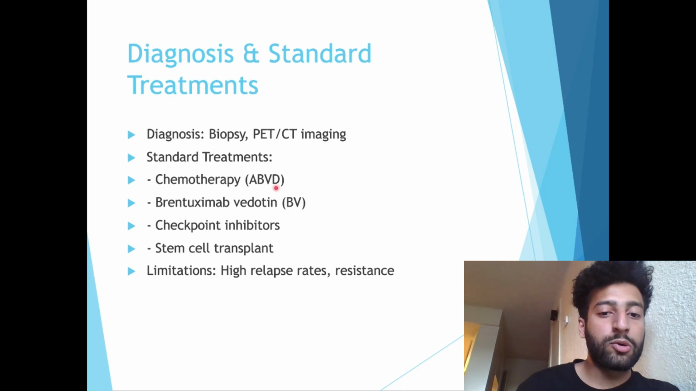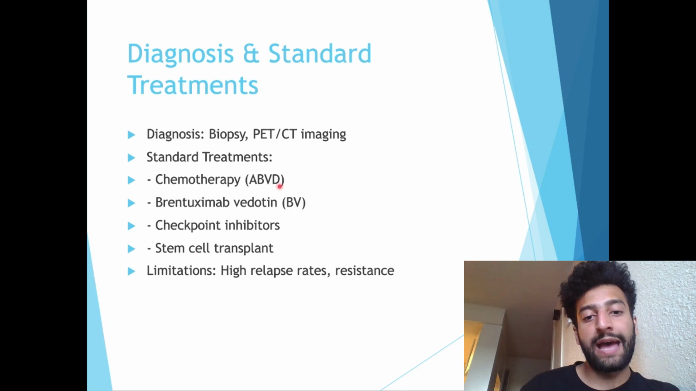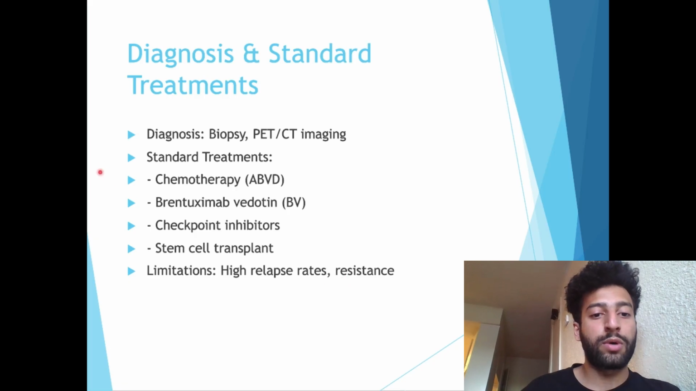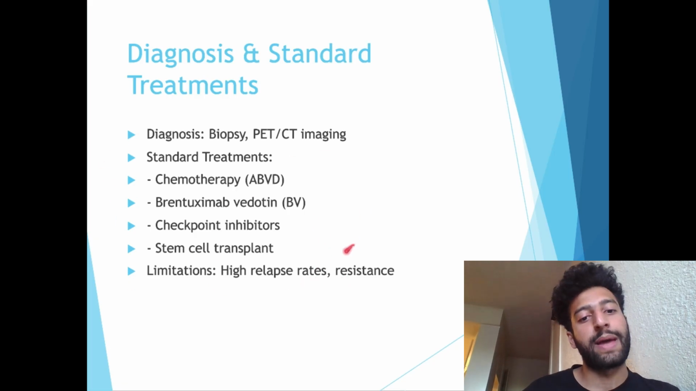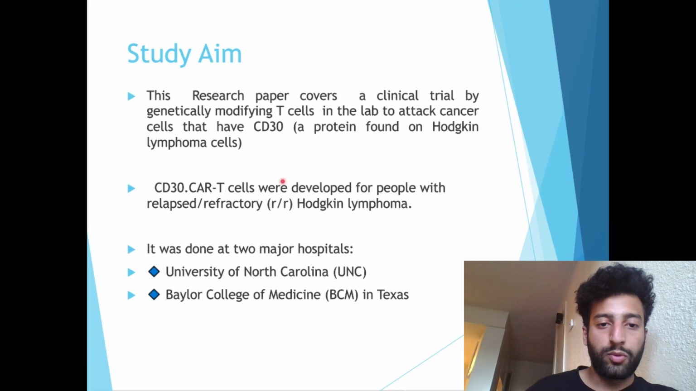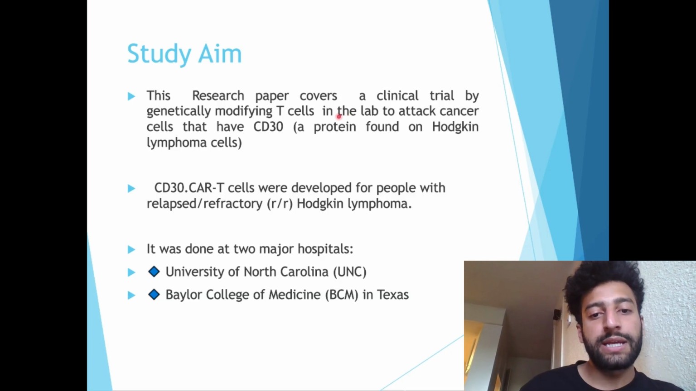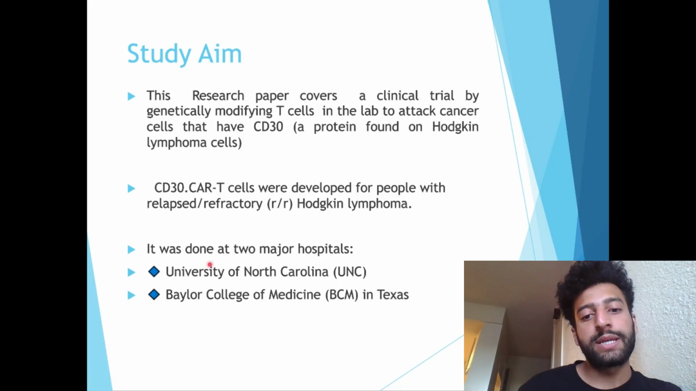In this study, the patients who took part in the clinical trial were already receiving those medications as mentioned here. But the problem was that the relapse rate was very high. Even if they go through these therapies, the cancer comes back again and again. So the study aim: this research paper covers a clinical trial by genetically modifying T cells, and it was done in two major hospitals, the University of North Carolina and Baylor College of Medicine in Texas.